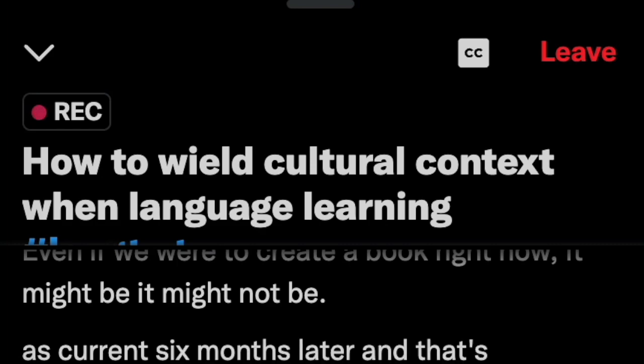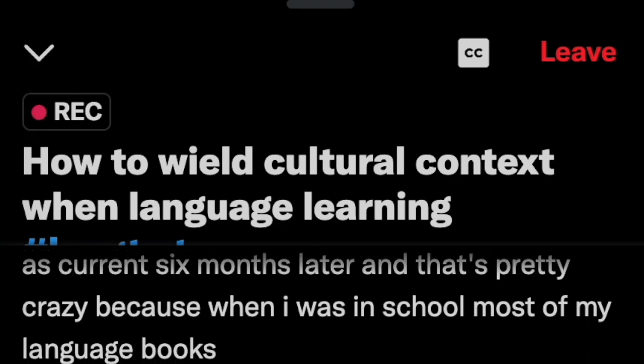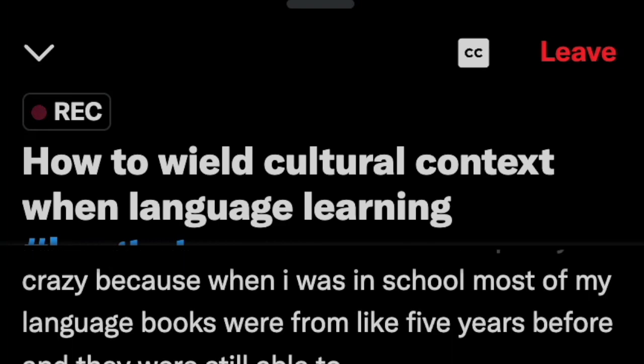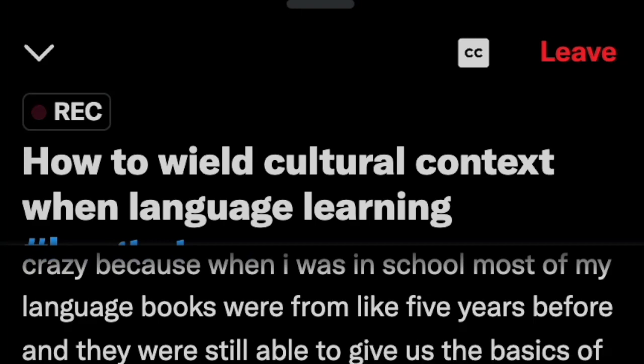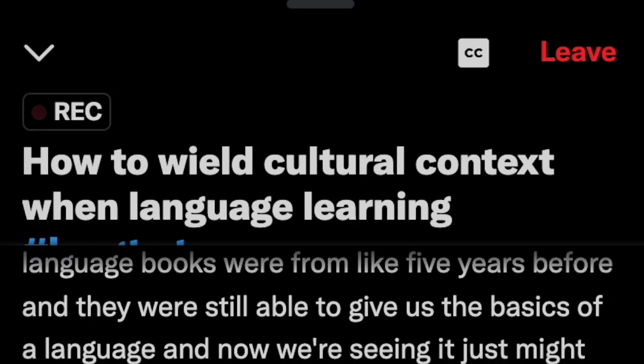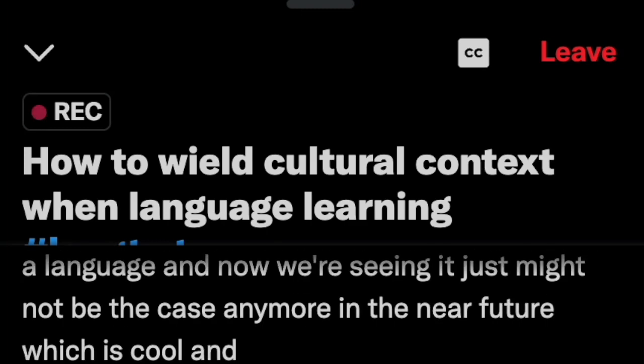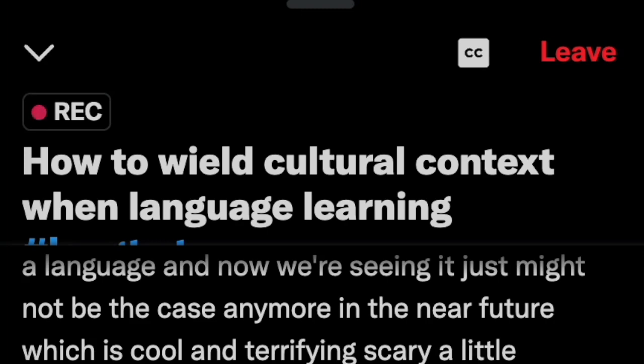And that's pretty crazy, because when I was in school, most of my language books were from like 5 years before, and they were still able to give us the basics of a language. And now we're seeing it just might not be the case anymore in the near future, which is cool and terrifying. It's scary a little bit.